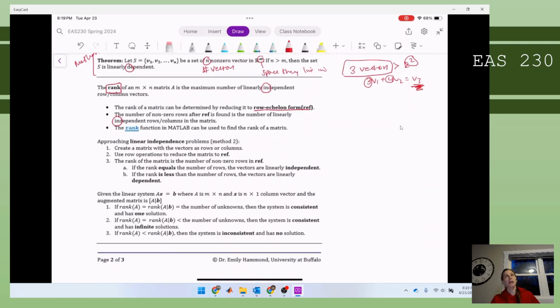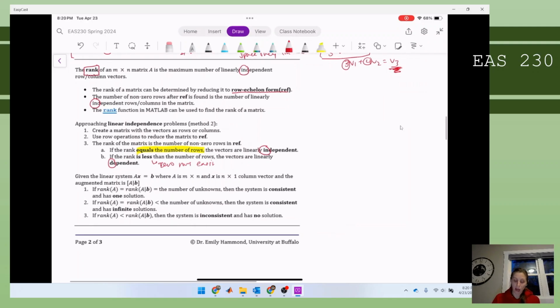So if we want to find how many vectors are linearly independent, we put all of them in a matrix. Rows or columns, doesn't matter. Use our row operations to reduce it to REF, and then figure out how many non-zero rows we have. If the rank of A equals the number of rows, then the vectors are linearly independent. All of them are linearly independent. But if the rank is less than the number of rows, if I have zero rows, then my vectors are linearly dependent. It means that some of them are linear combinations of others.